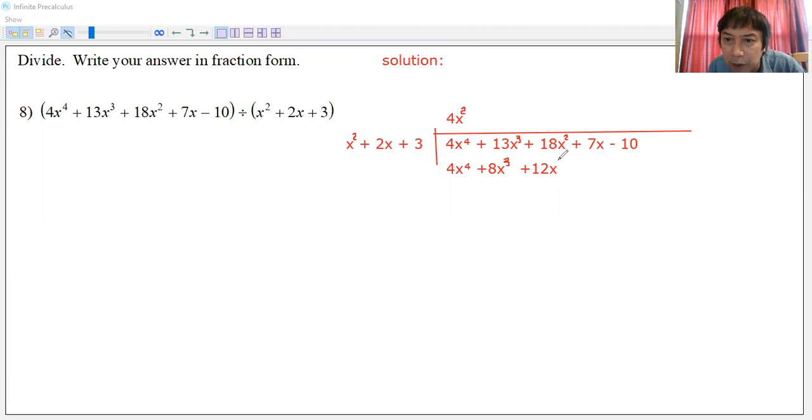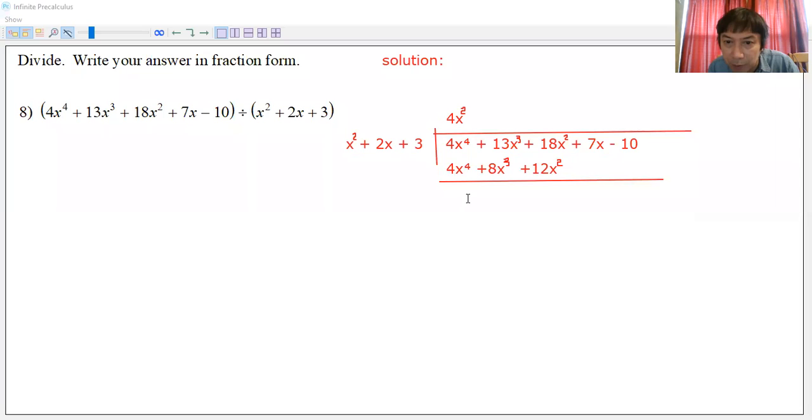And this is second degree. This is second degree there. All right, we're done with the multiplication process. We'll now be doing the subtraction. So this will be a 0, and then 13 minus 8, that's 5x cubed.